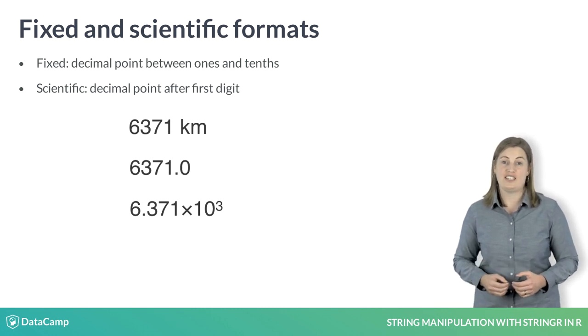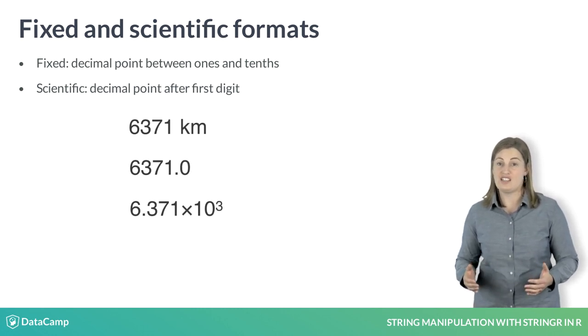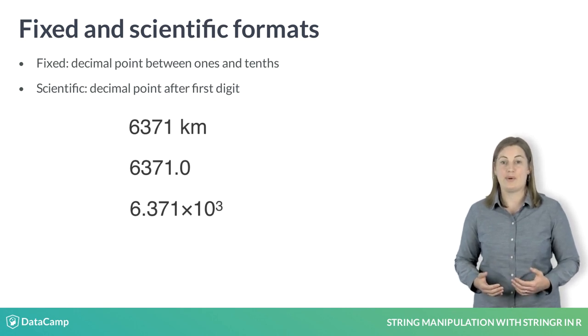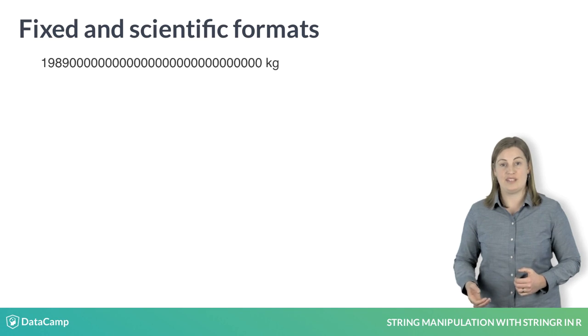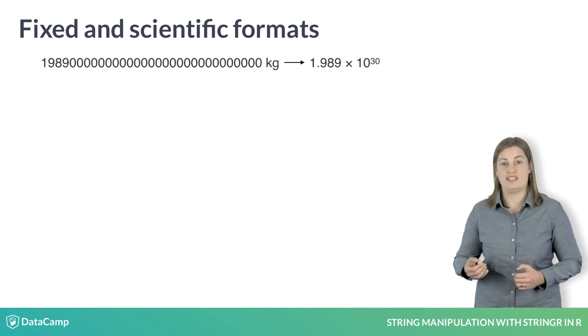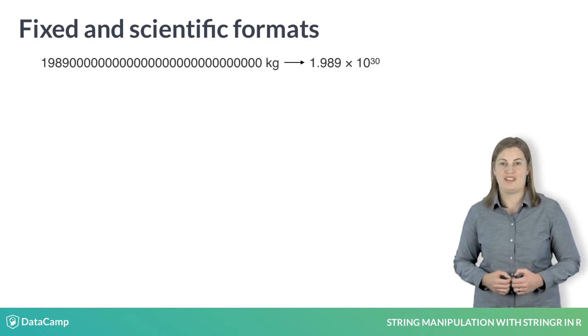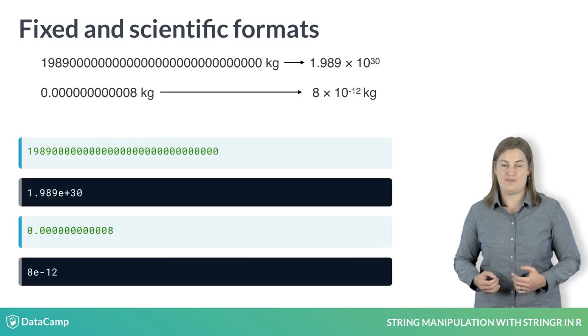The advantage of scientific notation is that very large and very small numbers can be written quite concisely. For example, the mass of the Sun in kilograms is just under 2 million kilograms. In fixed format, it's hard for people to read and understand this number. In scientific format, it's easy to read the order of magnitude. In R, scientific formats use an abbreviation by dropping the multiplication symbol and using an E to denote the 10.